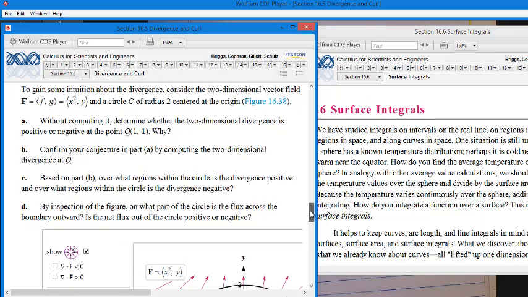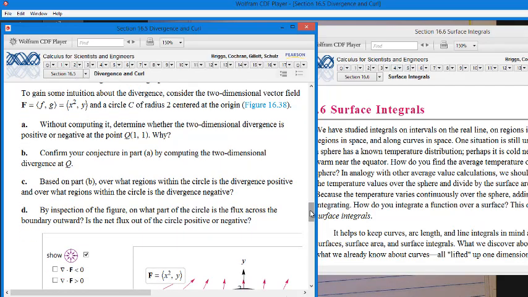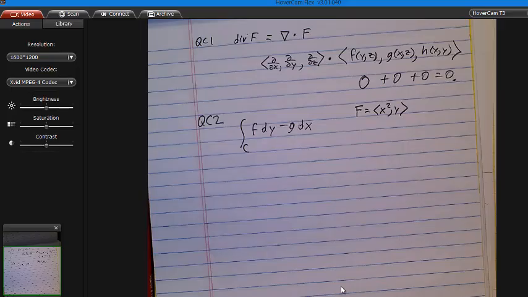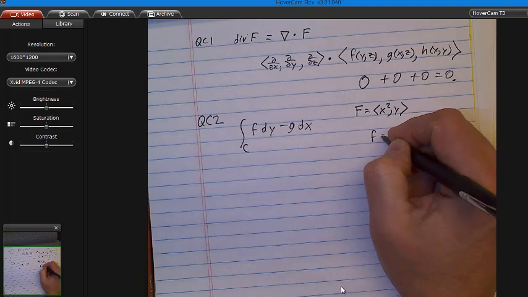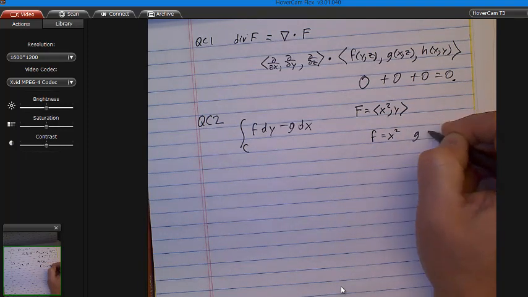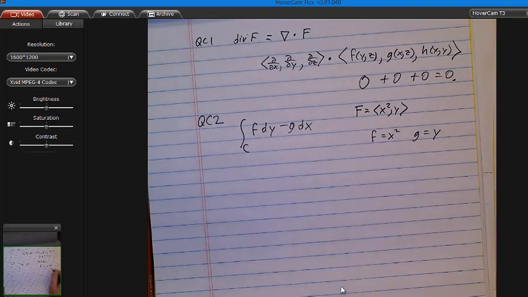So they're talking about Q11, okay? And so my f here, it says, is x squared, comma, y, right? And so on my paper, I guess I should point that out. Little f is x squared and little g is y, right? So that's important to understand.